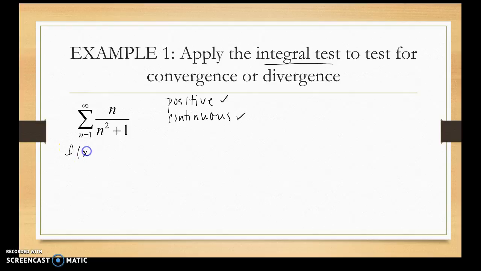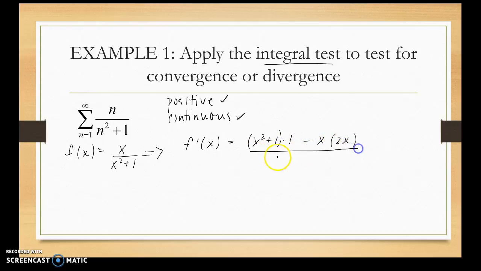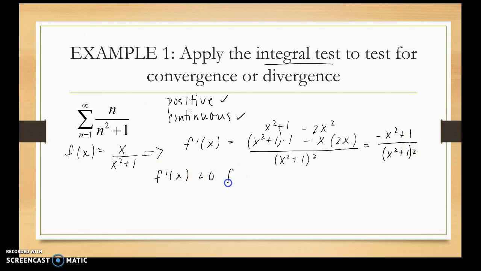So let's define f of x as x over x squared plus 1. So now find the derivative, bottom times the derivative of the top, minus top times the derivative of the bottom, all over bottom squared. Okay, so we have x squared plus 1 minus 2x squared. So this would give us negative x squared plus 1. So for any value greater than 1, f prime of x will be negative for any value of x greater than 1, and therefore the third condition is satisfied, that the function is also decreasing.